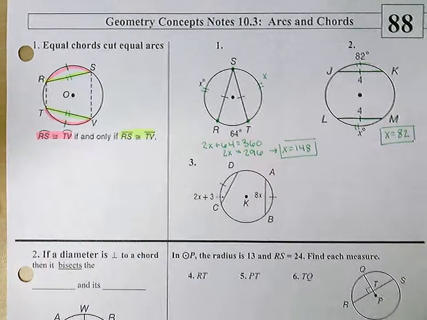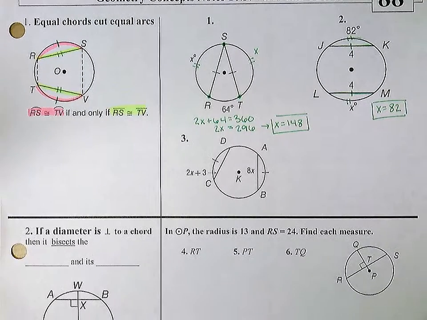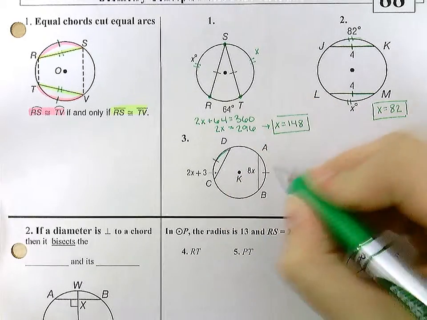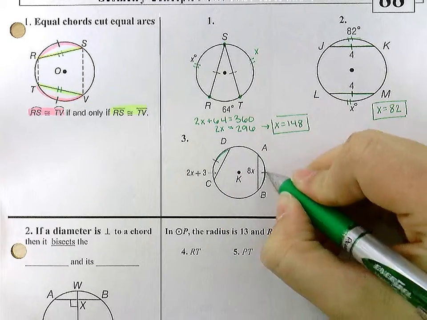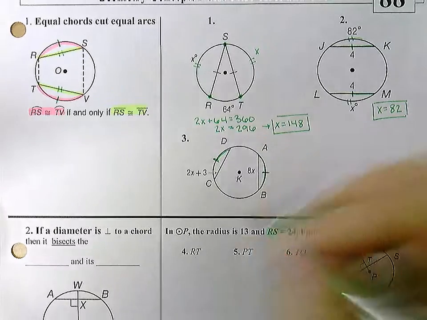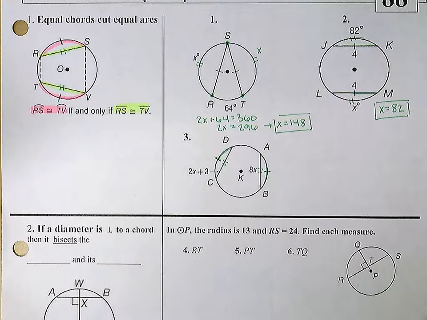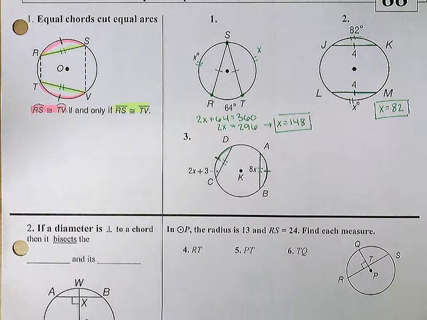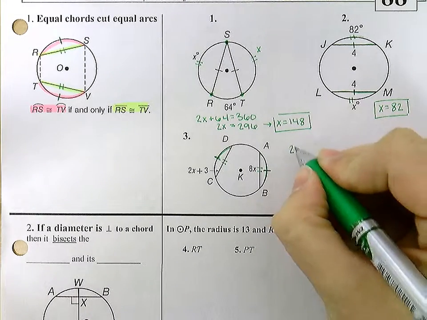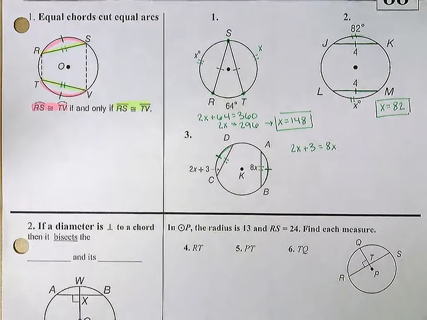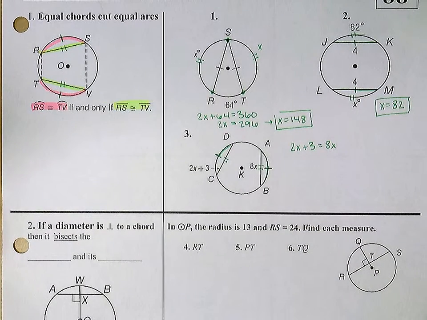Okay. Then number 3, last one in this section. We're given arc CD is congruent to arc AB by these dashes. So that means their chords are congruent. So how can I solve for X? Set them equal. So we have 2X plus 3 is equal to 8X. Okay, so since those chords are congruent, we can set them equal.